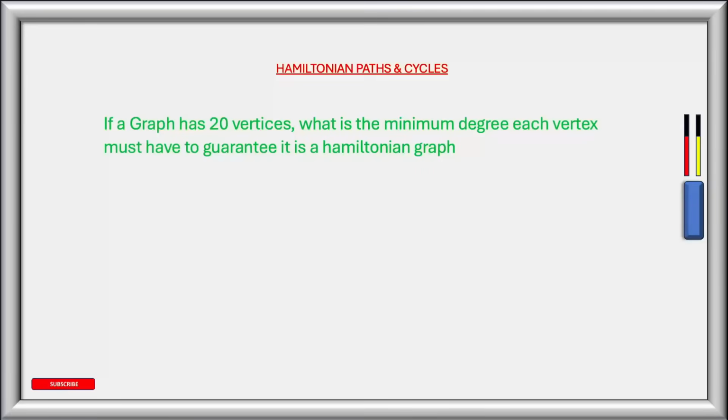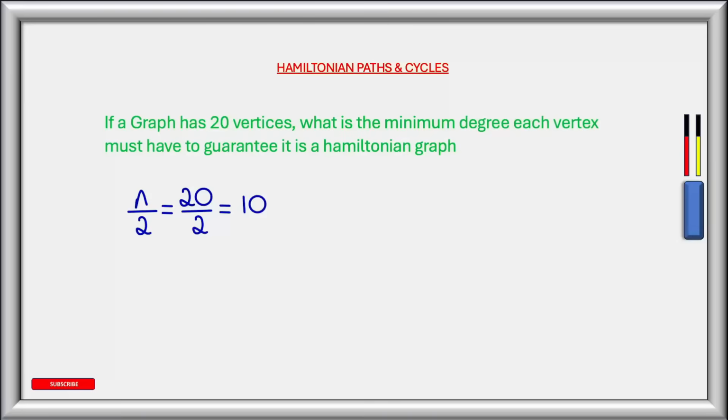In this first challenge, we're asked, if a graph has 20 vertices, what is the minimum degree each vertex must have to guarantee it's a Hamiltonian graph? If you'd like to play along, pause the video now.